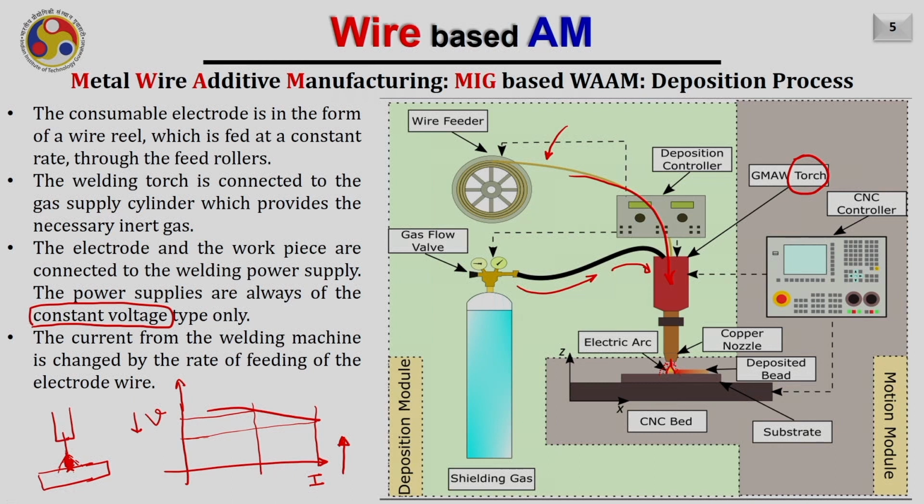So that is why usually constant voltage power supplies are used in the case of the MIG welding process. The current from the welding machine is changed by the rate of feeding of the electrode wire. So if the rate of wire feeding is changing, then of course the current supplied will also change. So in other words, this current supply is usually directly proportional to the wire feed. That is I ∝ WFR, I am writing it right now. It will be helpful for our further discussion.